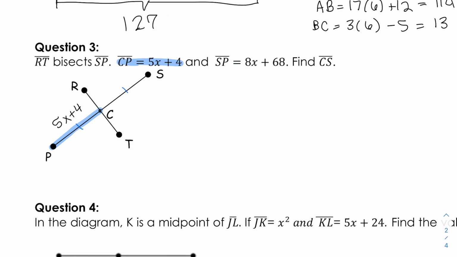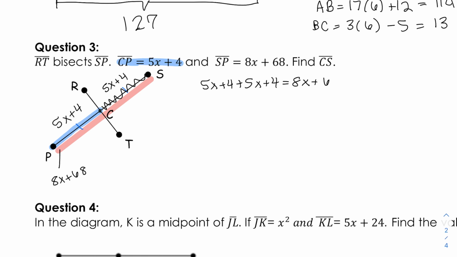And then from S to P, so that whole length, from here to here, is 8x plus 68. So find CS. The tricky thing about this is I don't know what C to S is. But since they're equal, that's also 5x plus 4. So I'm going to do 5x plus 4 plus 5x plus 4 and set that equal to 8x plus 68.